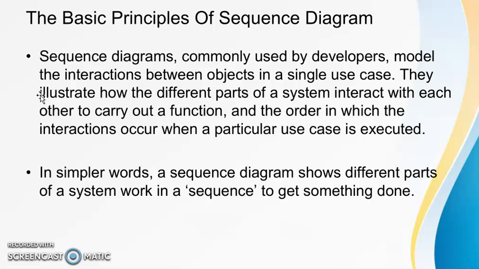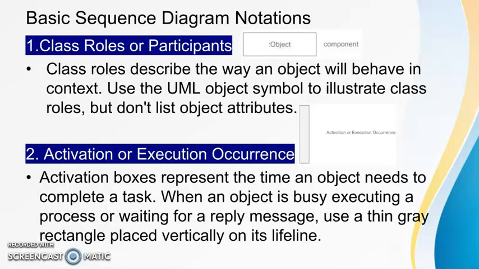So what they're saying is that this sequence diagram is commonly used by developers to illustrate how different parts of the system interact with each other to carry out a function. In simple words, a sequence diagram shows how different parts of a system work in sequence. When we put it into a sequence diagram, we can see different parts of a system in a sequence to get something done. So let's go to the next slide.